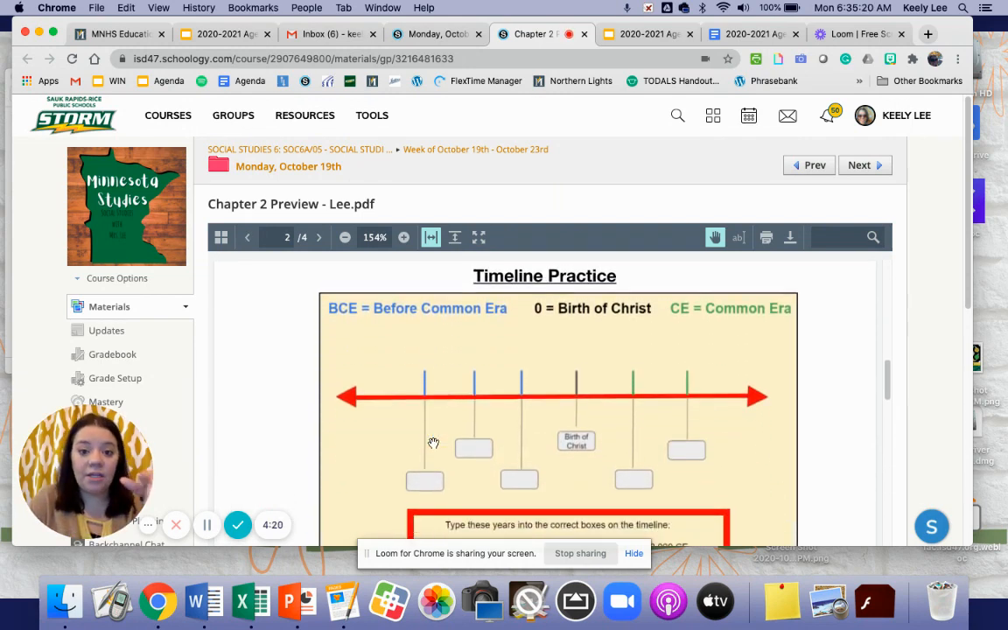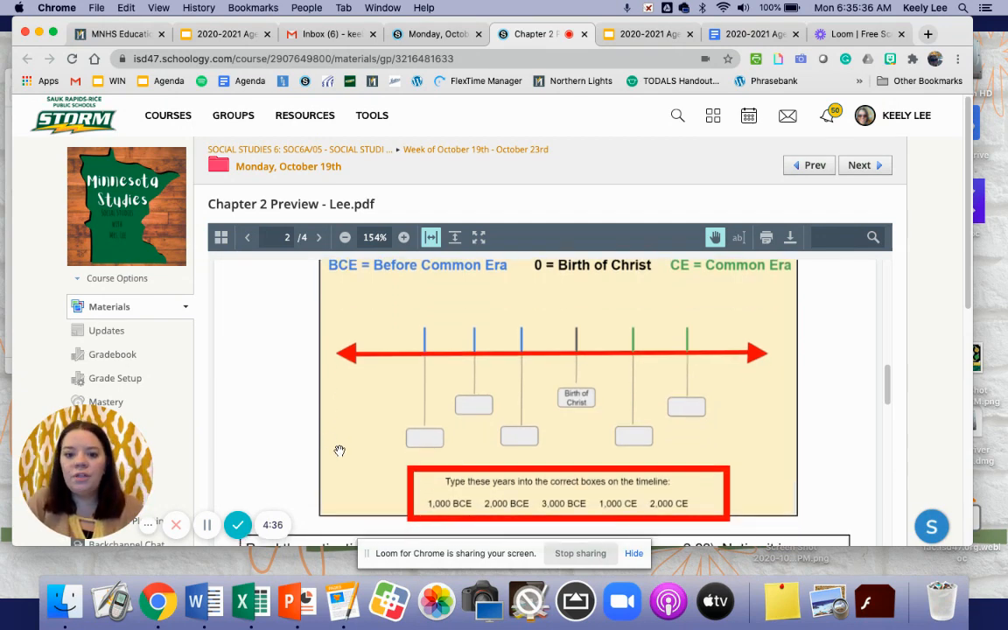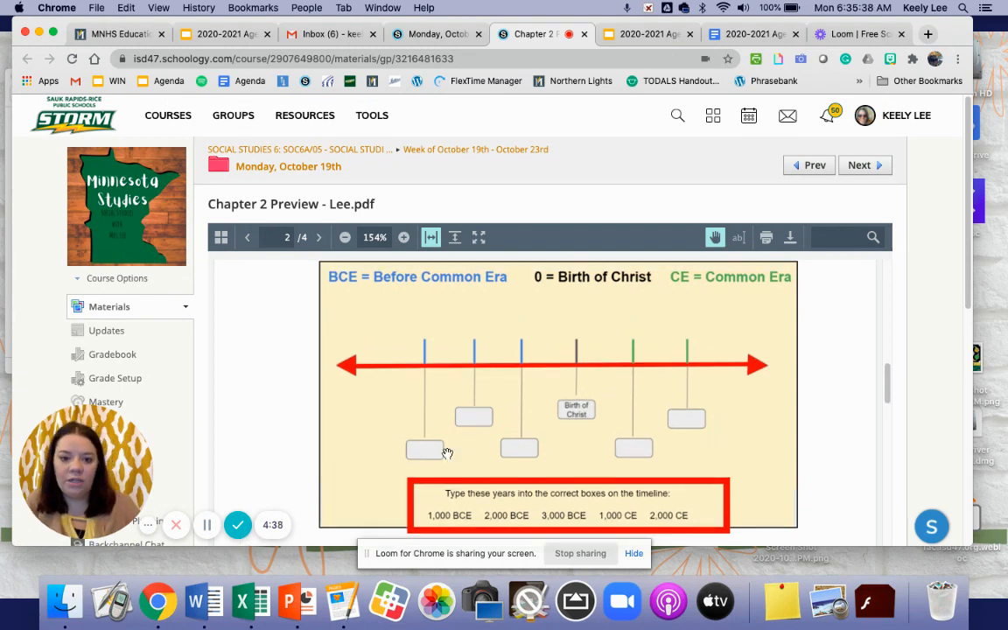Okay, timeline practice. Now, sixth graders, this is where a lot of sixth graders struggle, okay? And a timeline is just that. It's a line that shows time passing, okay? Similar to a number line, but it's a little bit different.